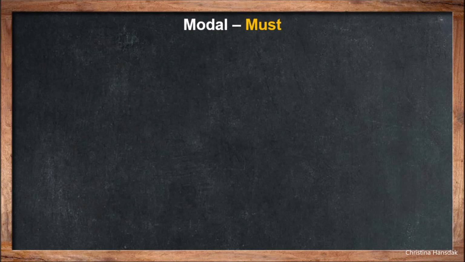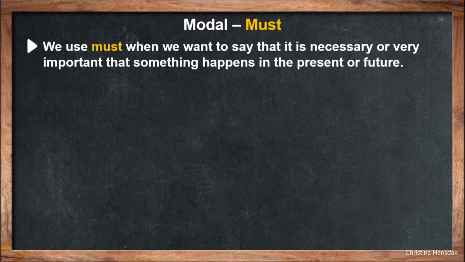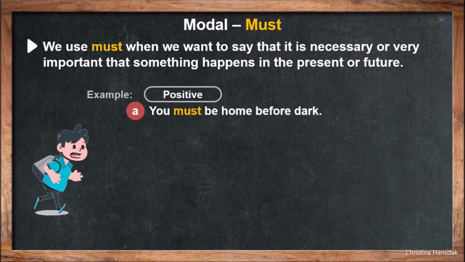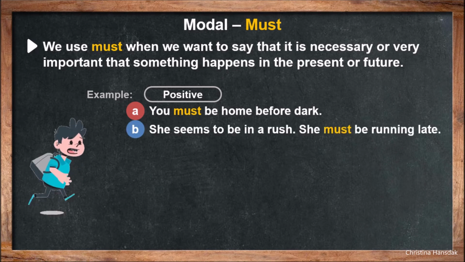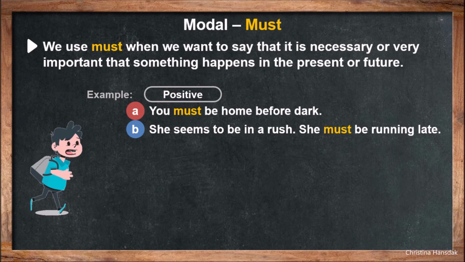Now, let's learn how to use the modal must. We use must when we want to say that it is necessary or very important that something happens in the present or future. Example, sentence number A. You must be home before dark. Sentence number B. She seems to be in a rush. She must be running late.